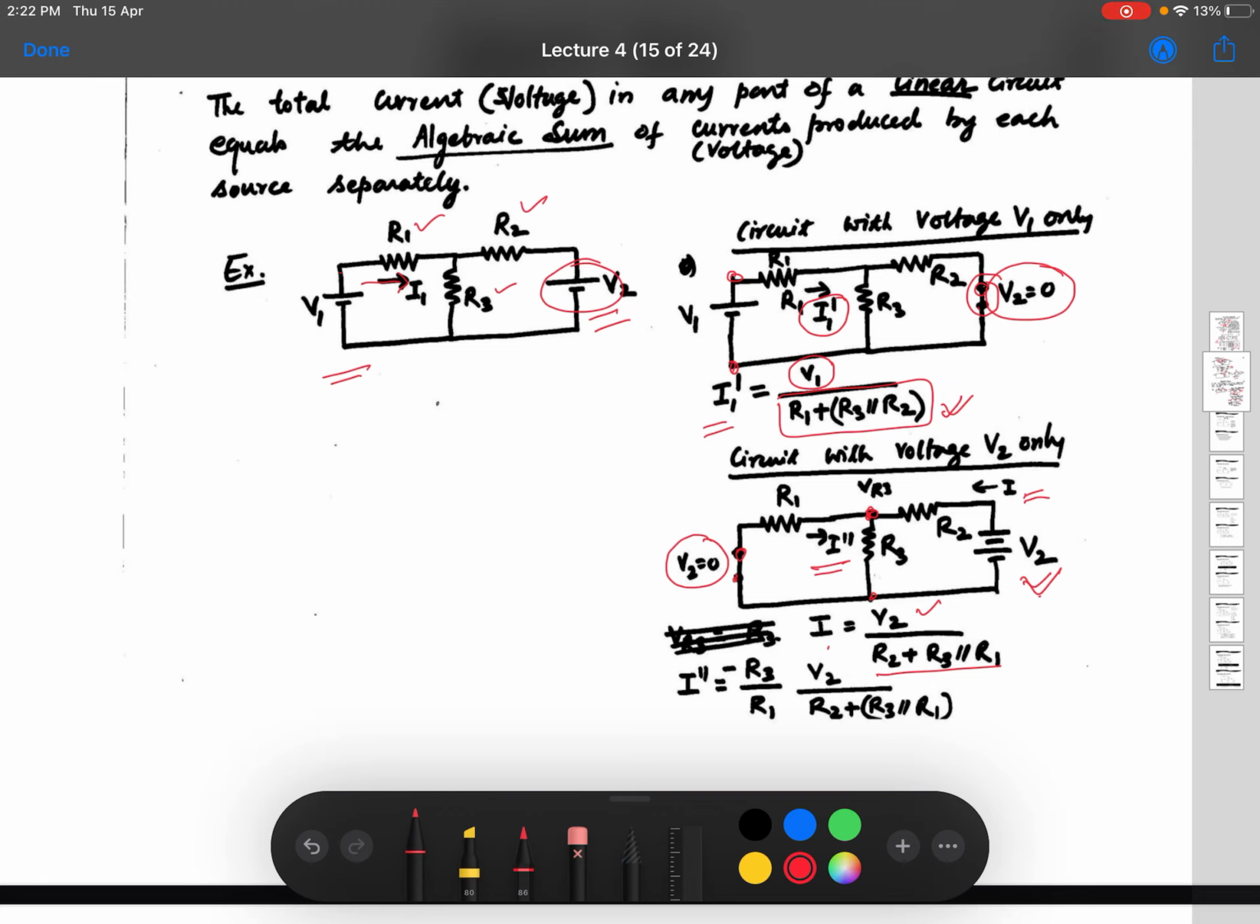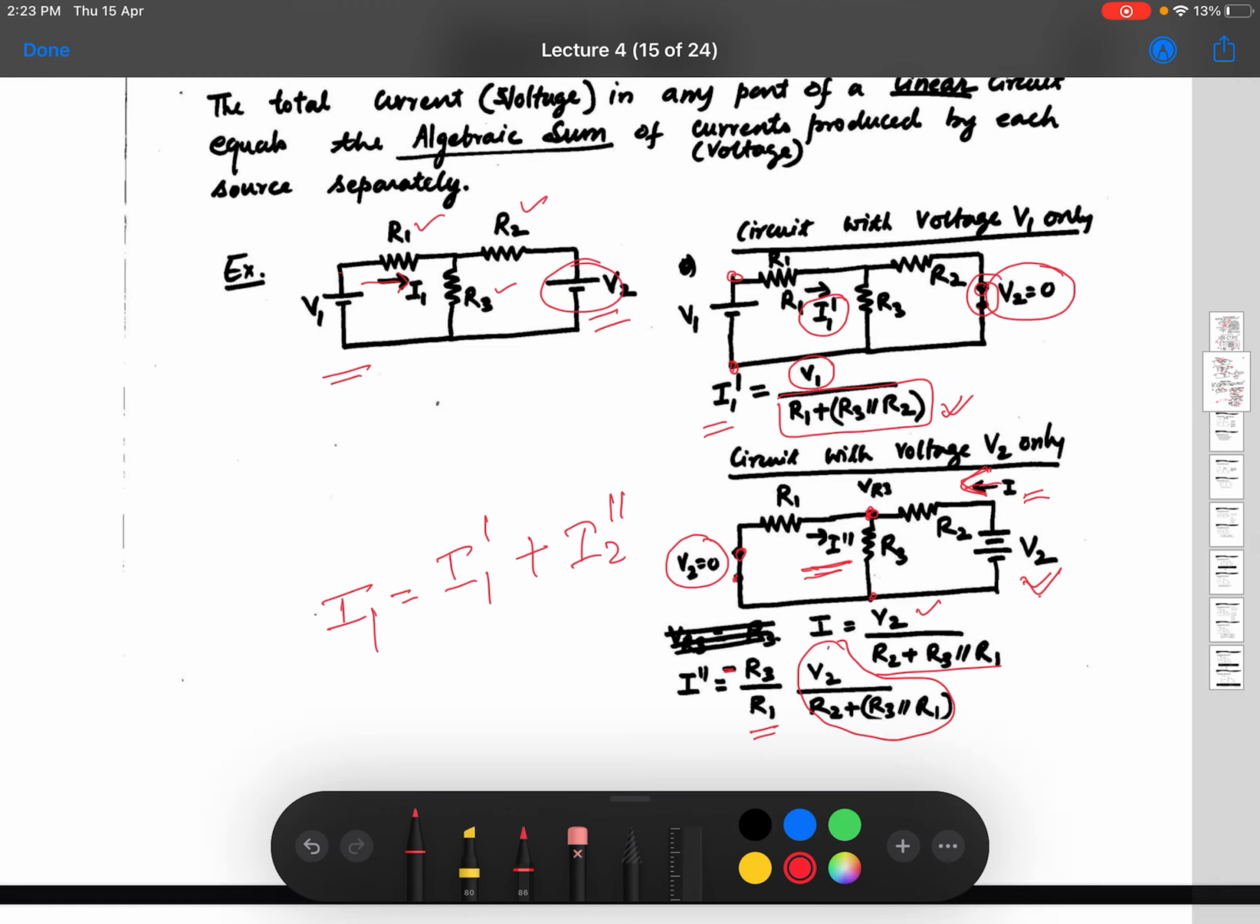I want to calculate the current flowing in R1. That current flowing in R1 will be R3 by R1 times the total current, which is this one. That is the current division here in the ratio R3 by R1, and of course this will be in the negative direction because I have taken the current flowing in this direction. So I2 double dash is in this direction. That way I can calculate this, and finally I can write the current I1 which I wanted to calculate would be equal to I1 dash plus I2 double dash.